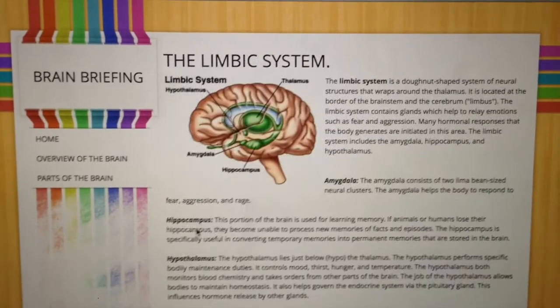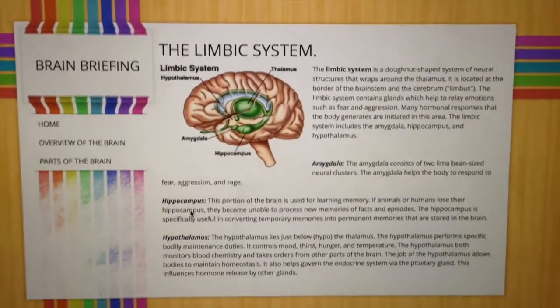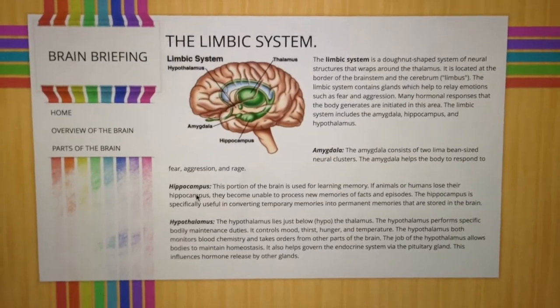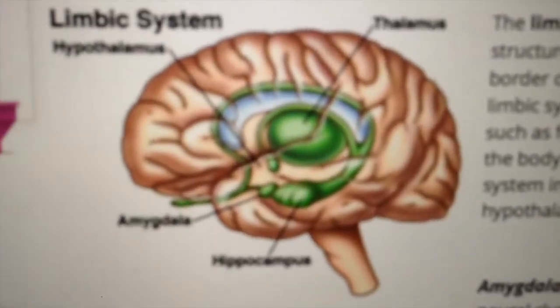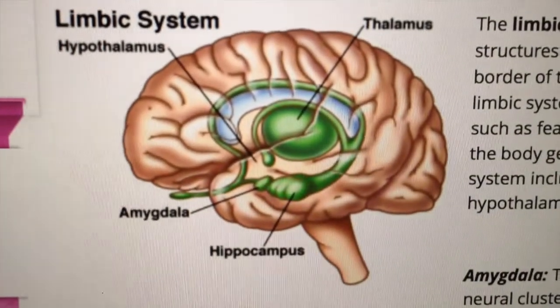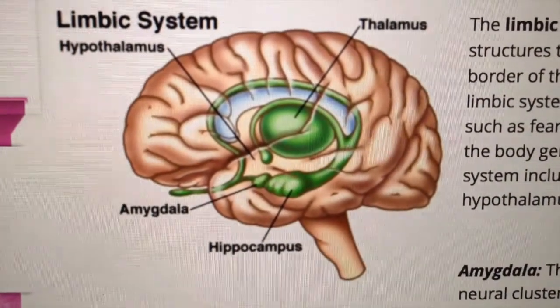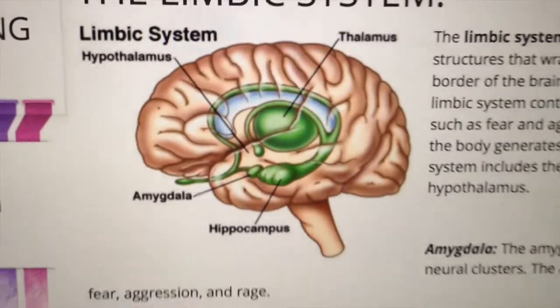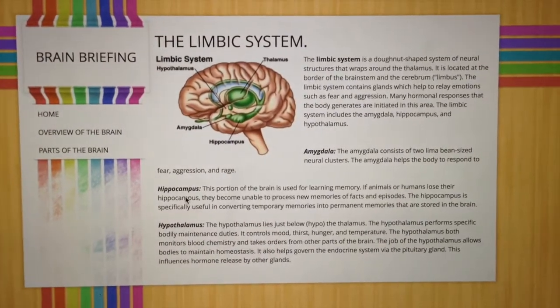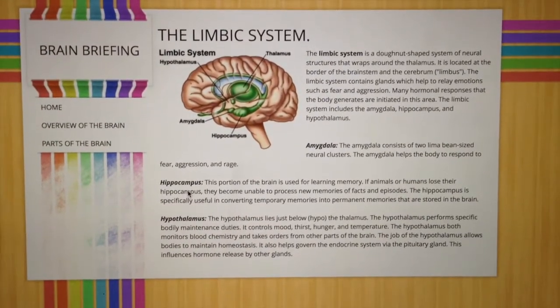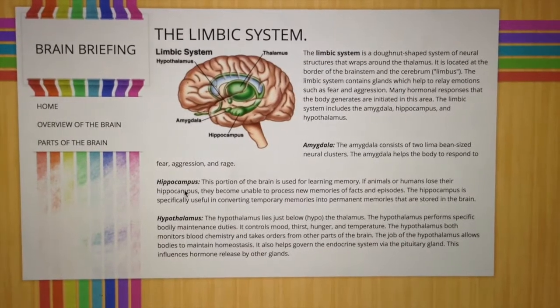The limbic system is a donut-shaped system of neural structures that wraps around the thalamus. The limbic system includes the amygdala, the hippocampus, and the hypothalamus. The amygdala consists of two lima bean-sized neural clusters. It helps the body respond to emotions such as fear, aggression, and rage. The hippocampus is used for learning memory. It is specifically useful in converting temporary memories into permanent memories that are stored in the brain.